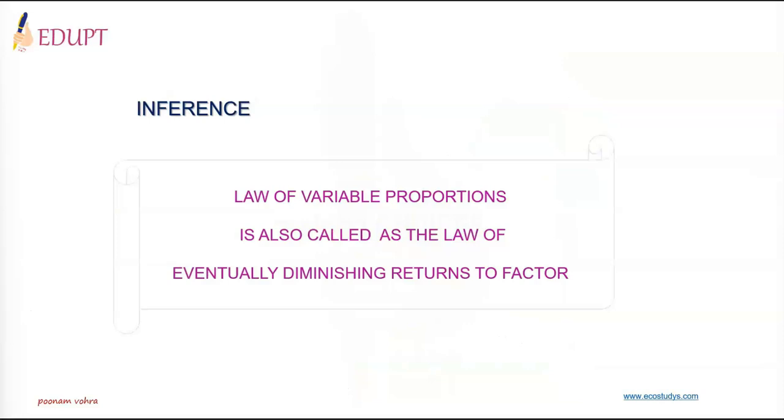So it can be inferred that the law of variable proportions is also called the law of eventually diminishing returns to factor, because it predicts the consequences of varying the proportions of factors of production. So long as fixed factors are being used and maximum or less quantities of variable factors can be used, diminishing returns must emerge sooner or later. Since it applies to all lines of production, law of variable proportions is a universal law.